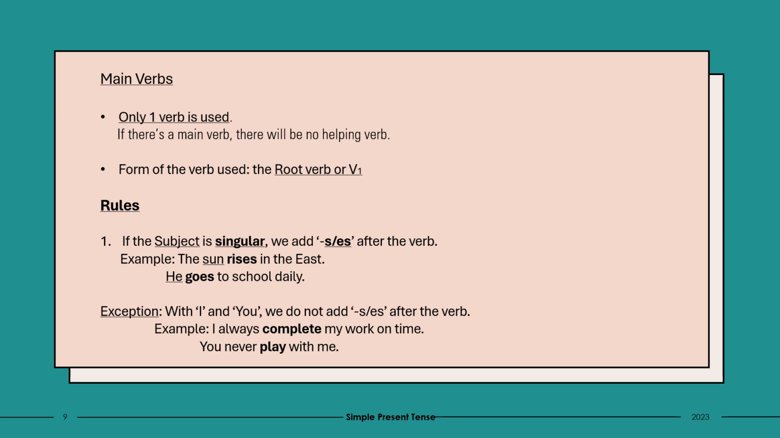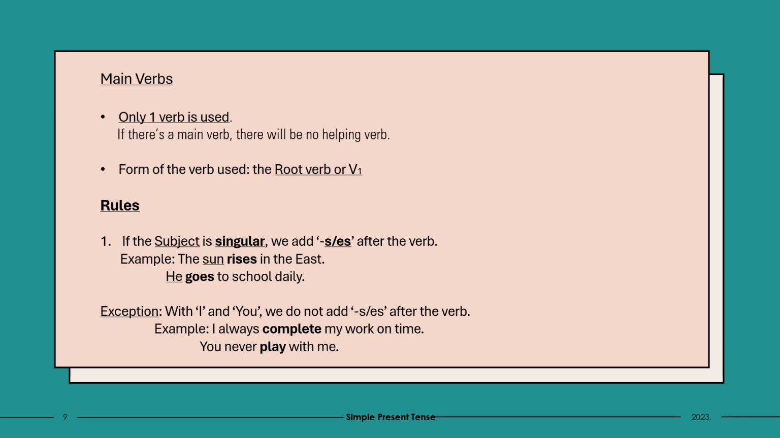And again, we follow the same rules. If the subject is singular, we are going to add s or es after the verb. For example, the sun rises in the east. Sun is the subject. It is singular. So we are going to add s after the verb. So what is the root verb? Rise, R-I-S-E. So we are going to add s at the end, which becomes rises.